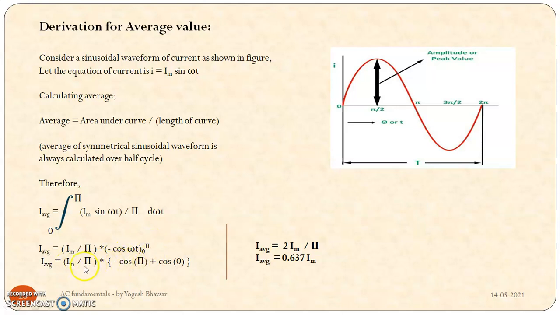Taking the integration, we have this term. Cos 0 is 1 and cos pi is minus 1, so we use it here: 1 plus 1, that will be 2. So I average equals 2 Im by pi. When we calculate 2 by pi, it is 0.637. So I average equals 0.637 times the maximum value. This is the required expression for the average value.